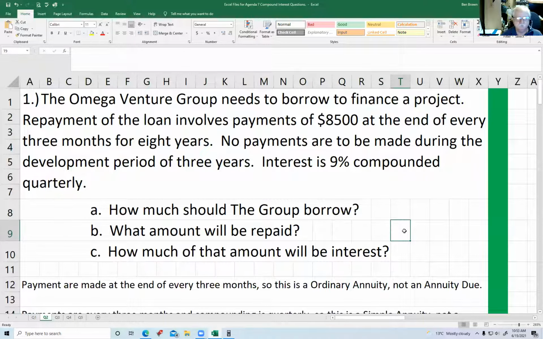So what do we know? The Omega Venture Group needs to borrow to finance a project. Repayment of the loan involves payments of $8,500 at the end of every 3 months for 8 years. No payments are to be made during the development period of 3 years, and interest is 9% compounded quarterly. They're asking us 3 things. How much should the group borrow? What amount will be repaid? And how much of that amount will be interest?